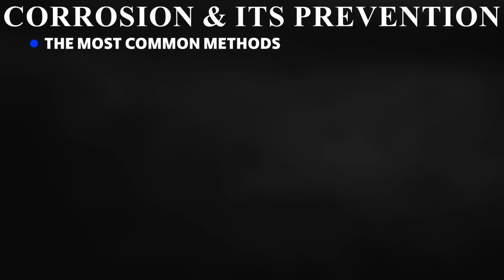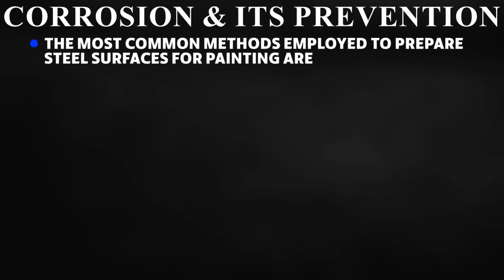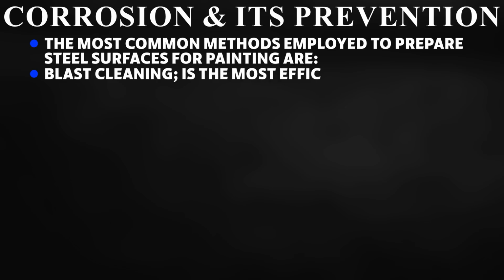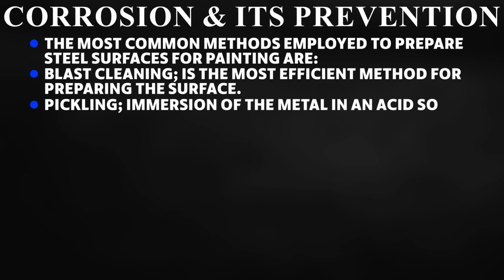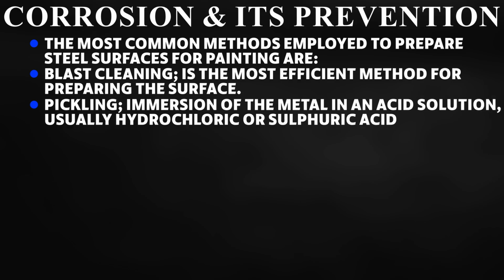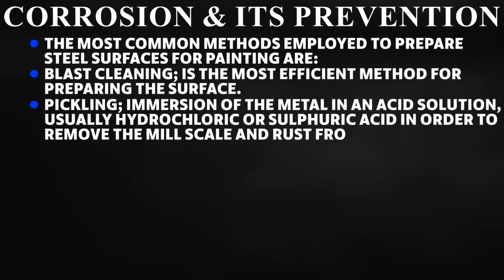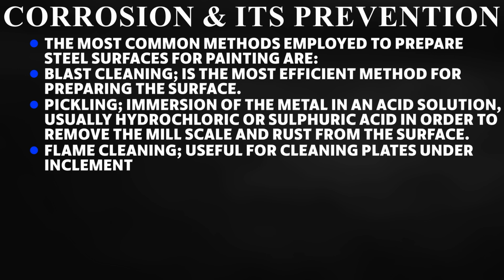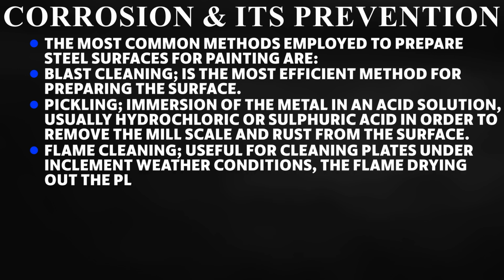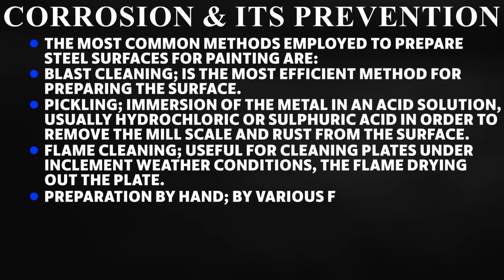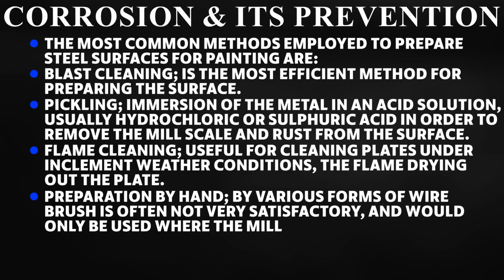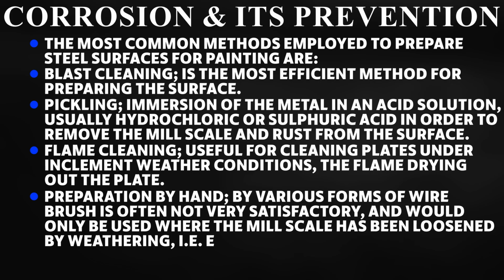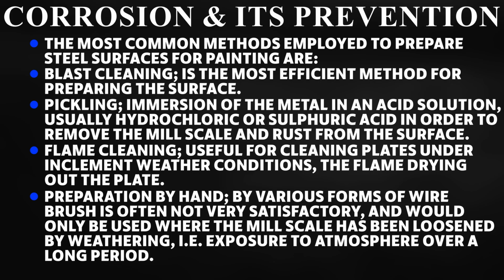The most common methods employed to prepare steel surfaces for painting are: Blast cleaning, the most efficient method for preparing the surface. Pickling, immersion of the metal in an acid solution, usually hydrochloric or sulfuric acid, in order to remove the mill scale and rust from the surface. Flame cleaning, useful for cleaning plates under inclement weather conditions, the flame drying out the plate. Preparation by hand, by various forms of wire brush, is often not very satisfactory and would only be used where the mill scale has been loosened by weathering, i.e., exposure to the atmosphere over a long period.